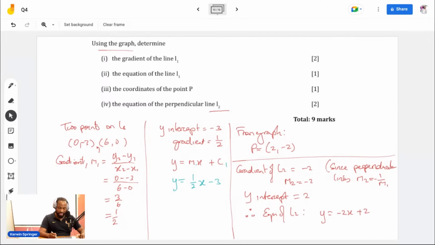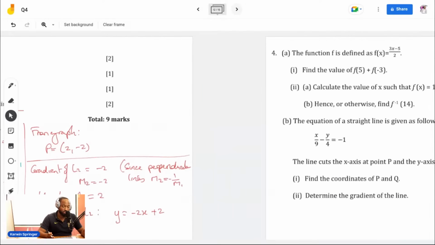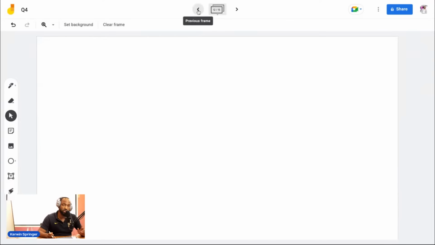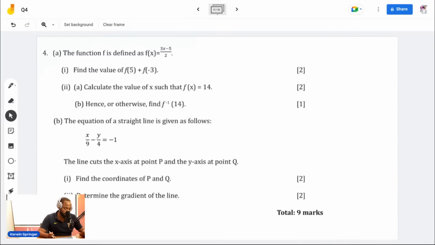All right, so let's do the next number 4. Coming down to the end in here, we're doing a bunch of question 4s, and you notice what's happening in question 4s. You're mostly getting coordinate geometry, functions, coordinate geometry, functions. So let's do this functions question.